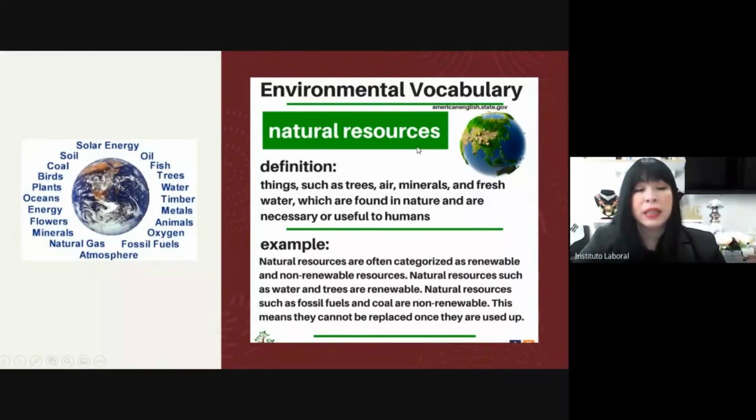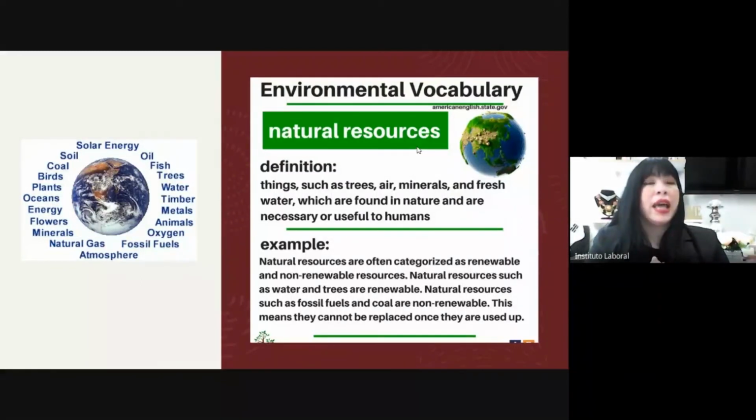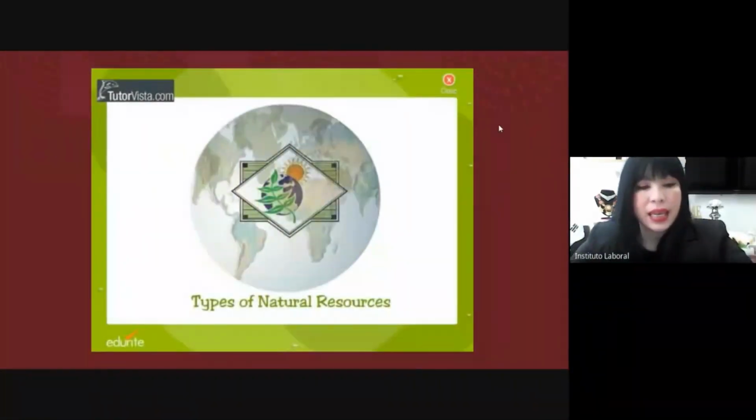Natural resources are divided into categories: renewable and non-renewable resources. There are natural resources that come from living things like plants and animals, and natural resources that come from non-living things, for example minerals. The definition of natural resources: things such as trees, air, minerals, and fresh water, which are found in nature and are useful to human beings. Okay, excellent.